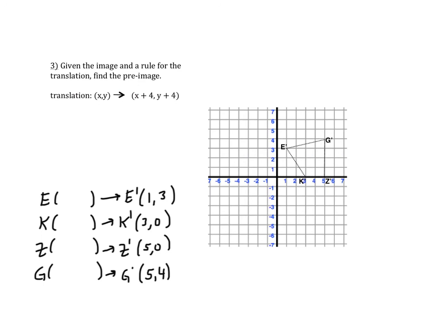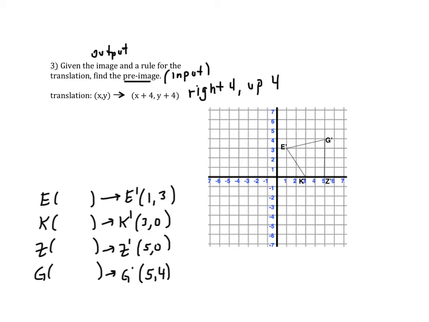All right, in our next example, it says, given the image and a rule for the translation, find the pre-image. Okay, recall that the image is the output or the result of a transformation. The pre-image is the input. So this is an example where we want to work backwards. According to the rule, all these points were translated into these new points by going to the right 4. That's x plus 4, and up 4, because that's y plus 4.